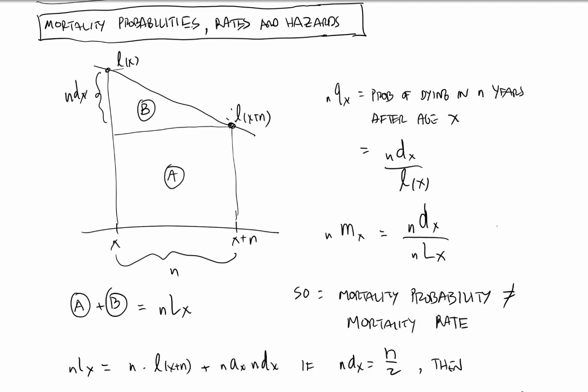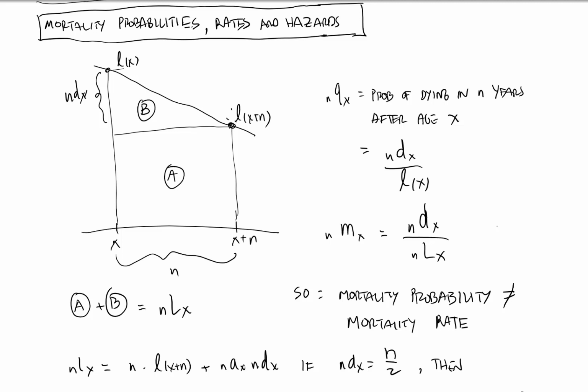And we also know from before that nqx, which is the probability of dying in the n years following age x, is going to be ndx, the number of deaths. That's the difference in height between l(x) and l(x+n), divided by l(x). So it's the proportion of people who die in the n years after age x.